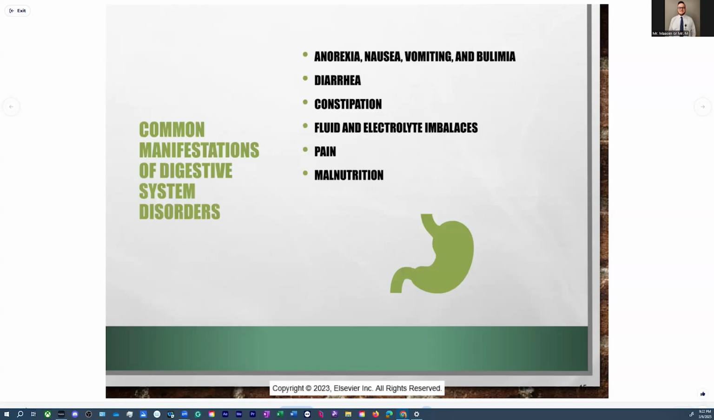So let's shift our focus. That's the summary of the digestive system and the A and P and how stuff functions. So let's talk about the disease processes, right? General common manifestations you see with any GI system disorders are nausea, vomiting.